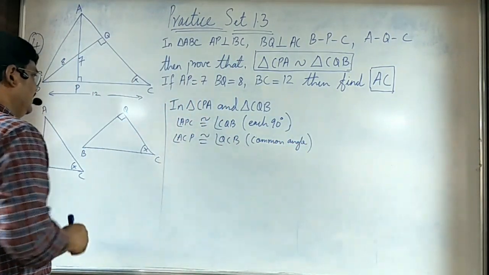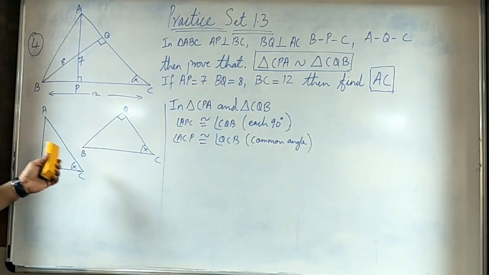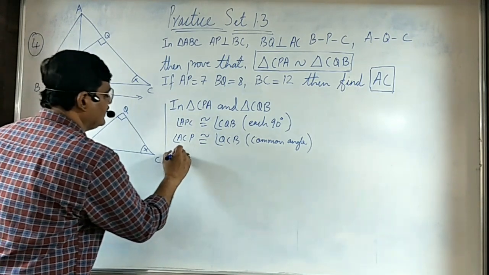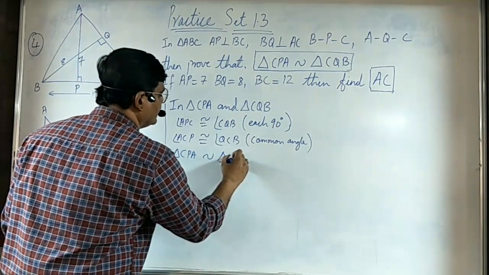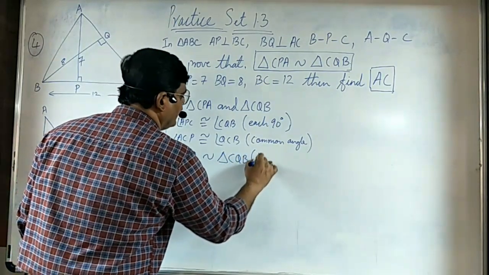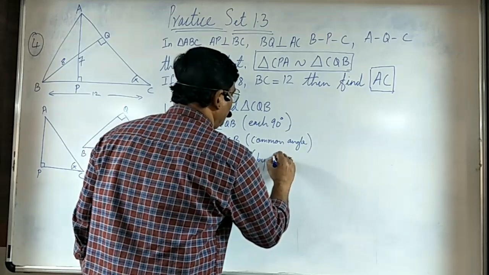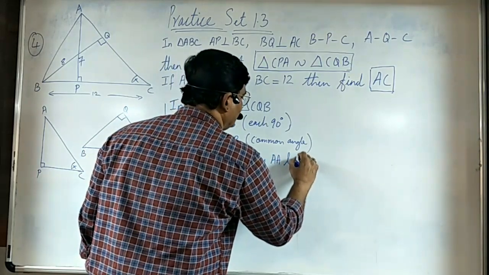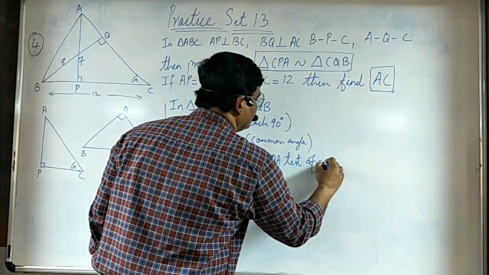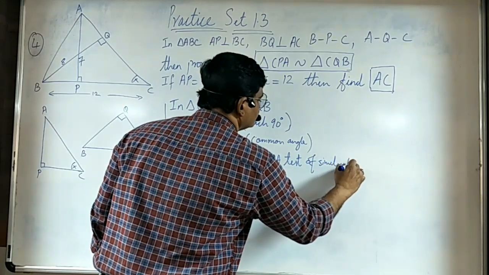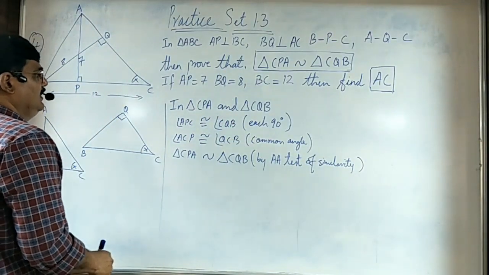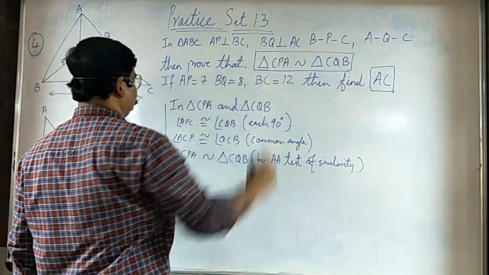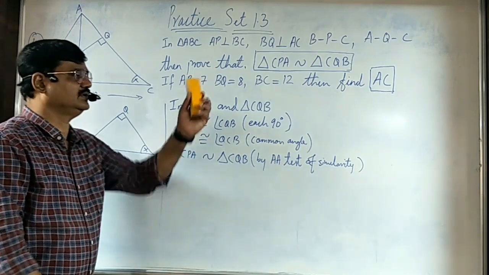Now I have proved these two angles of the triangles, two corresponding angles of both the triangles, are congruent. So then what can I say? Can I say that triangle CPA is similar to triangle CQB? And by the AA test of similarity. Now that is your first question, we got it. The first question is finished.